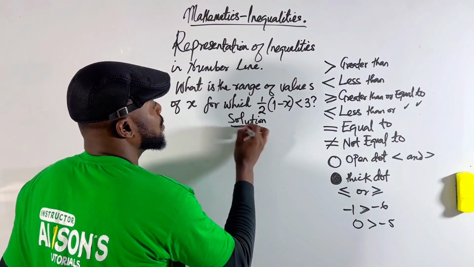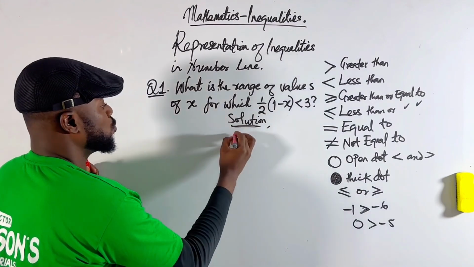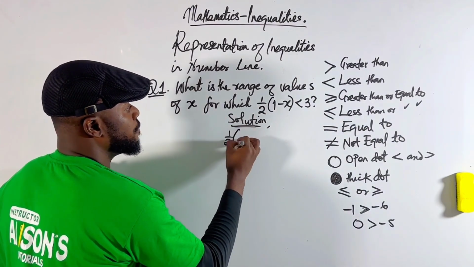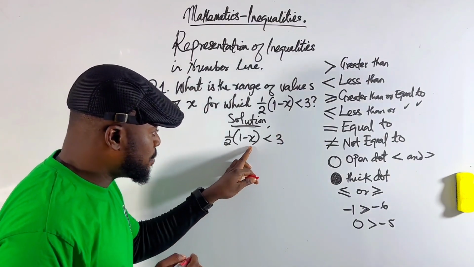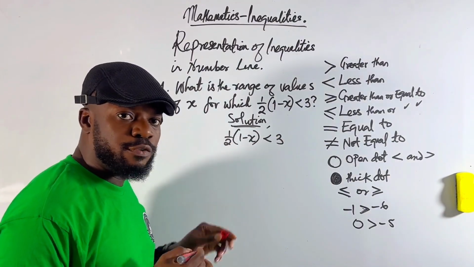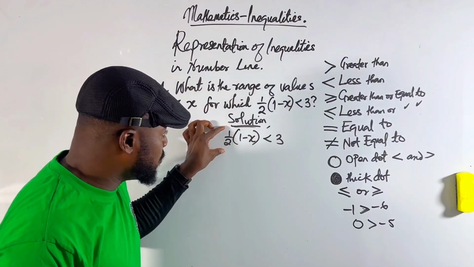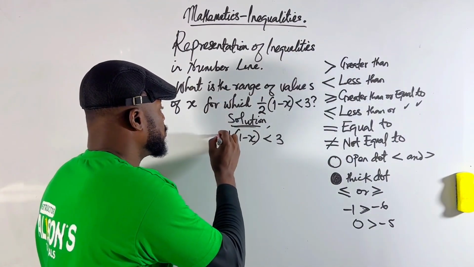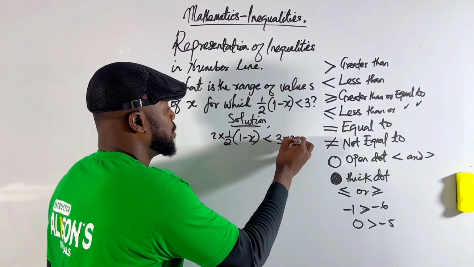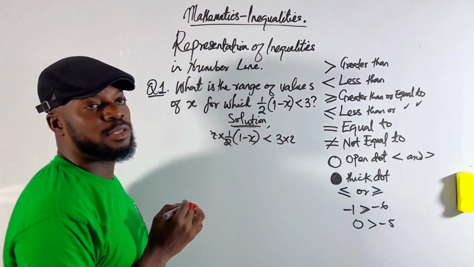First thing first, try to bring out this question. Half of 1 minus x less than 3. How do I want to get this particular x? This half will give us wahala. If we find a way to remove this half, the best way is to multiply both sides by 2, because this 2 will cancel out with this particular 2.